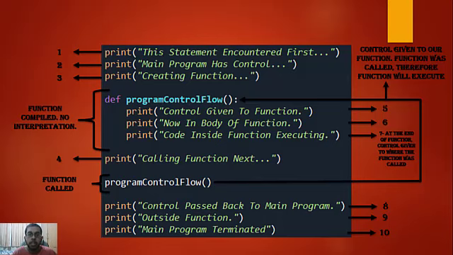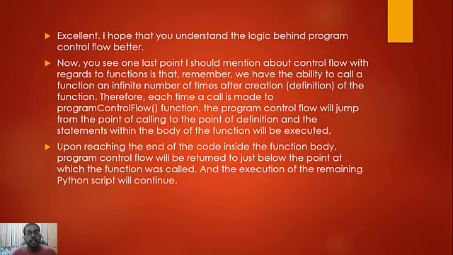Function was called, therefore function will execute. Number 5, print control given to function. Number 6, print now in body of function. Number 7, at the end of function, control given to where the function was called. Number 8, print control passed back to main program. Number 9, print outside function. Number 10, print main program terminated. Excellent. I hope that you understand the logic behind program control flow better.